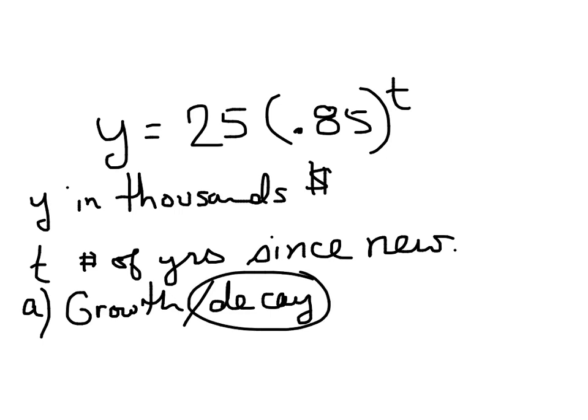Okay. Here it is, right here. What did I tell you about growth or decay? If it's above 1, it's growth. If it's between 0 and 1, it's decay. The 25 doesn't do it. That's the initial amount. This right here that's raised to the power, that's what matters. So for the 0.85, the 0.85 is between 0 and 1, it's decay.